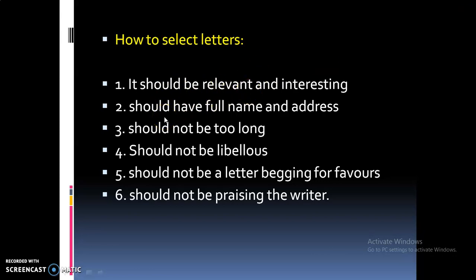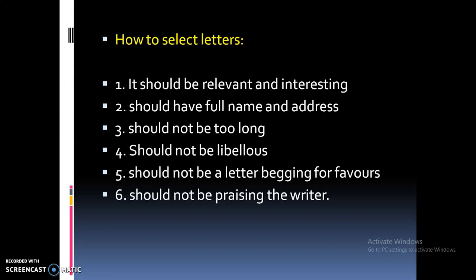Second one, it should have the full name and address of the sender. So anonymous letters will not be entertained. You have to give your complete name, full name and address. And third point, the letters should not be too long. It should not be a long, boring piece. Some letters can be pared down to the relevant passages. So make it brief.